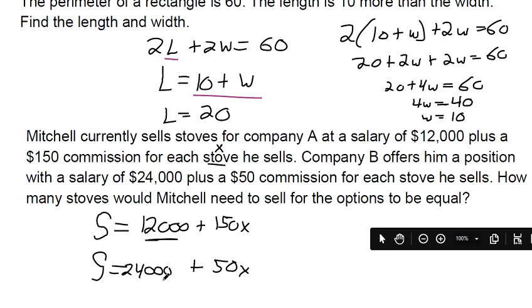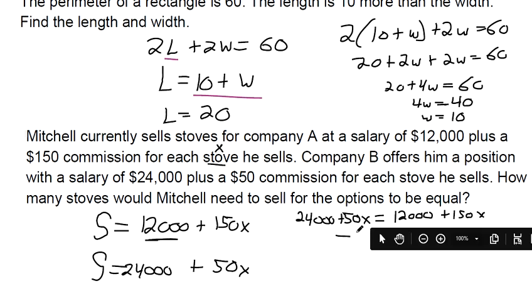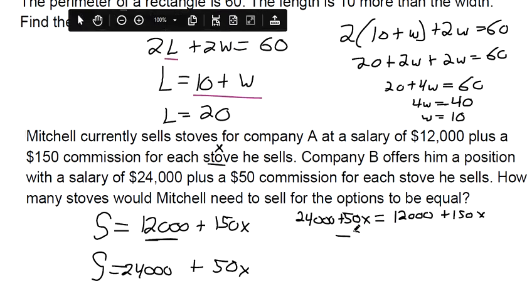But a good idea is to find the break-even point. You know, how many stoves do I have to sell in order for these two companies to be equal? So what we do is we set them equal to each other. Instead of S, I'm going to put 24,000 plus 50x in its place. And now we have an equation to solve. Subtract 50x from both sides. That way we have just one letter x going on.